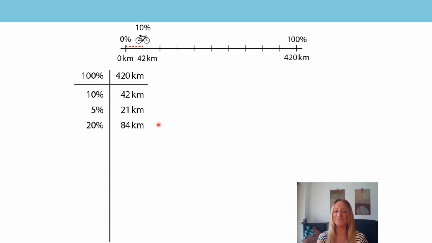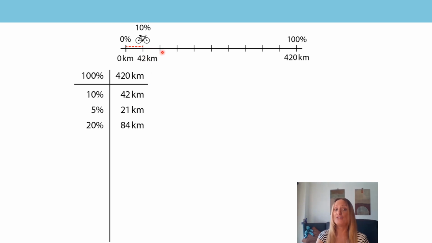Pause me and have a look at that. What did you think? Where would 20% be on my number line? Put your finger where 20% is. It's here, isn't it? Fantastic. So if that's 20%, how could I calculate it from the known facts that I already have in my ratio table? Excellent. So I know that 10% is 42 kilometres.